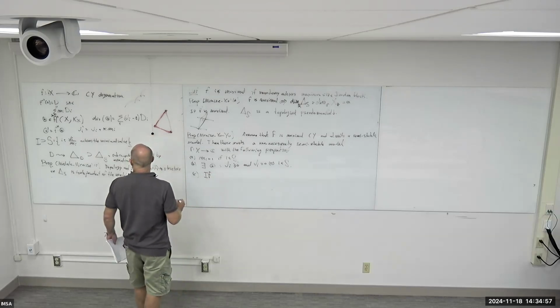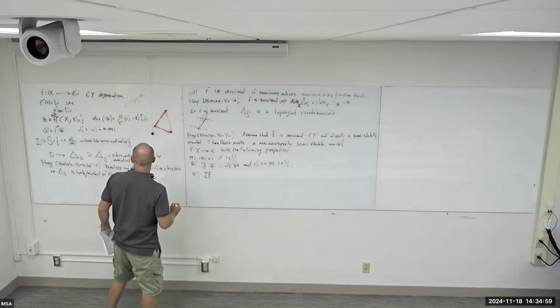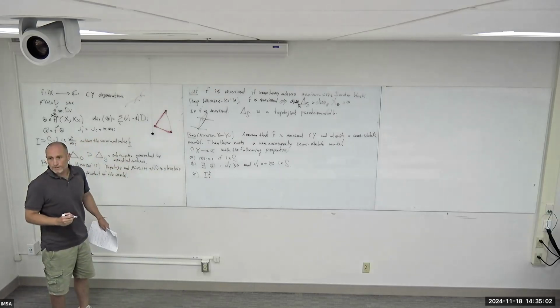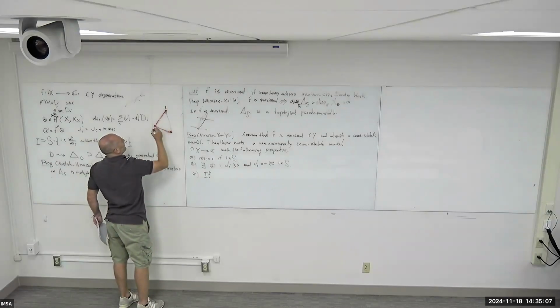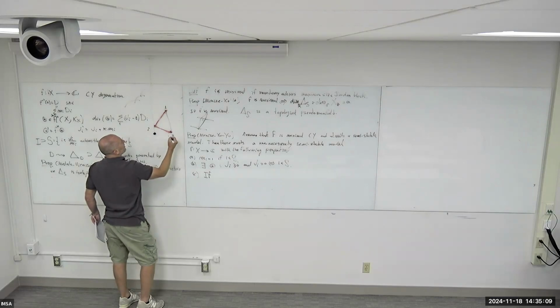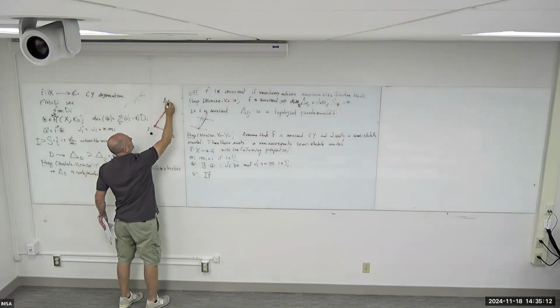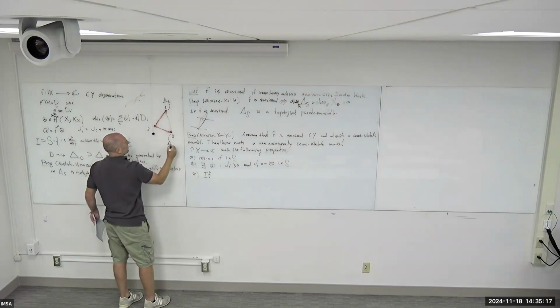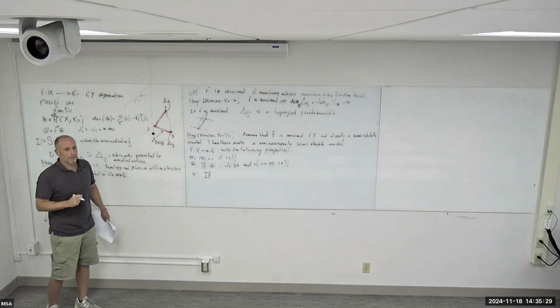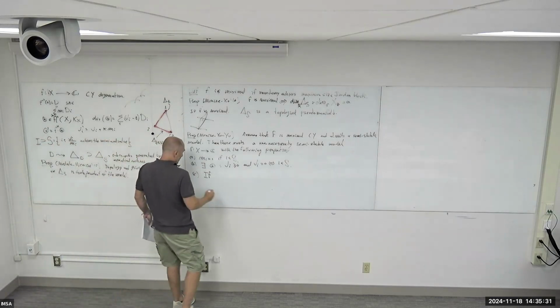So maybe we need names for the faces. You enumerate the indices 1, 2, 3. This vertex is the face delta 1. This is the face delta 3, and this edge is the face delta 2. So this is a handy way of enumerating the faces of the dual complex.